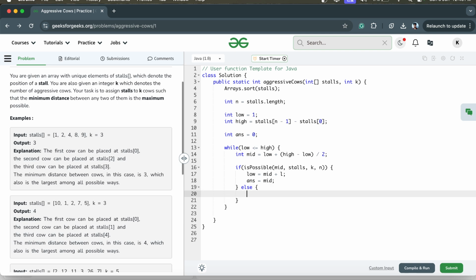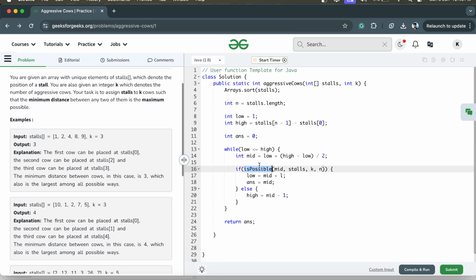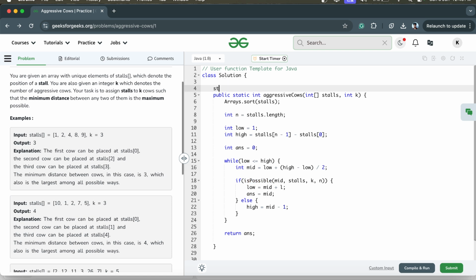The else case, if not possible, then whatever the values we can get for that will also not be possible, so we reduce the range. So high basically points to mid minus 1, and at the end return the answer. The moment we get an answer, we will keep on updating it. Okay, now let us create this isPossible function.